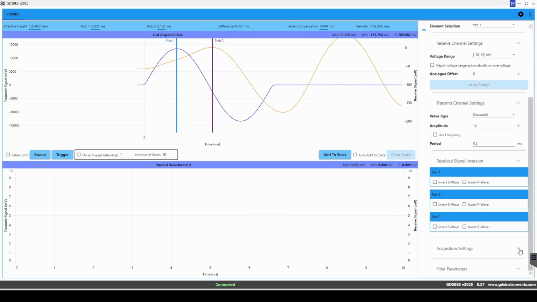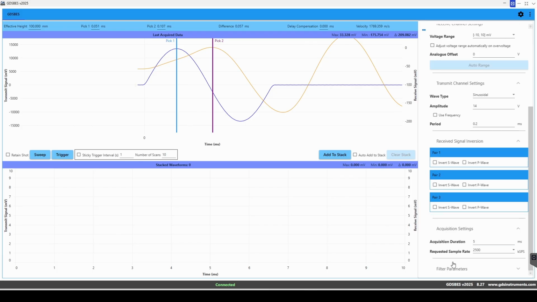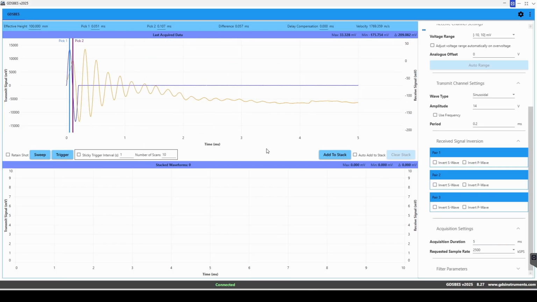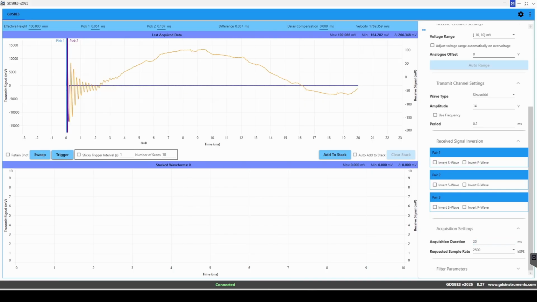Moving on to acquisition settings. Now, the acquisition settings control how data is recorded by the system. Two main parameters must be defined. Acquisition duration, which defines the total time window in milliseconds during which the system records data. For example, a duration of 5 milliseconds provides a short capture window, while 20 milliseconds allows longer signals or multiple cycles to be observed. Choosing a longer duration may be useful for low frequency signals, but can increase file size and processing time.